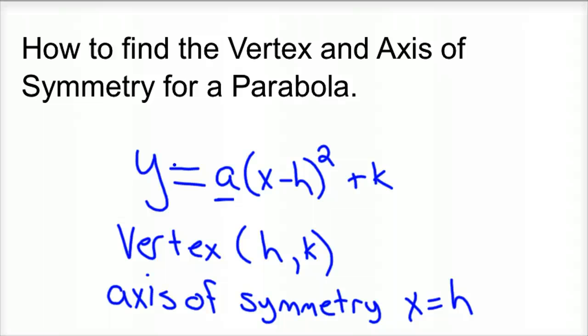Alright, how to find the vertex and axis of symmetry of a parabola. What I have here is just the general equation of a parabola: y equals a times (x minus h) squared plus k. The vertex is (h, k), and the axis of symmetry is x equals h. Well, what does all that mean?